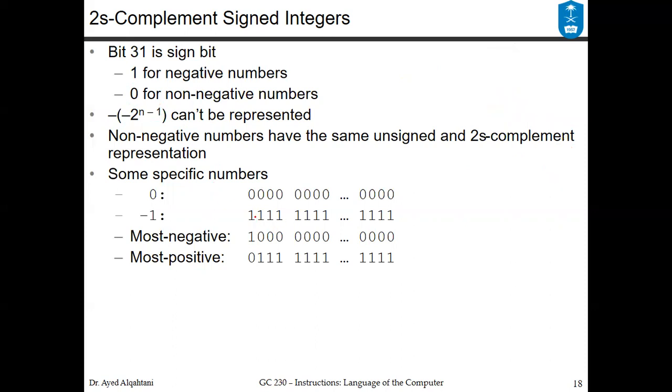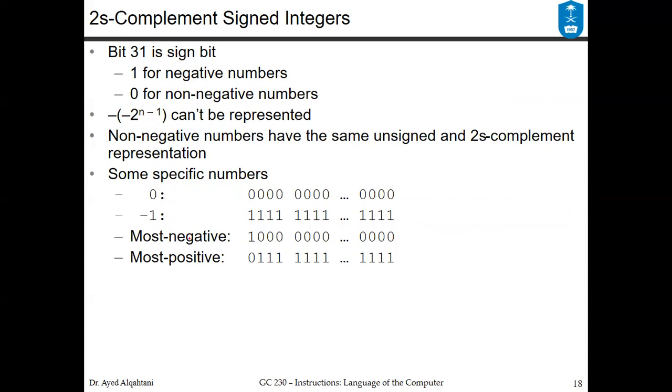To look at it in another example, the non-negative numbers have the same unsigned and 2's complement representation. Here are some specific numbers. The 0 is all zeros in binary. All ones in binary, that's the minus 1. And to make sure, do the 2's complement. Start from the right and look for the first one. That's the first one. We copy it, and then flip the rest. You will notice that you flip everything to 0, which means that this number is 1 in this amount. So this number must be minus 1.